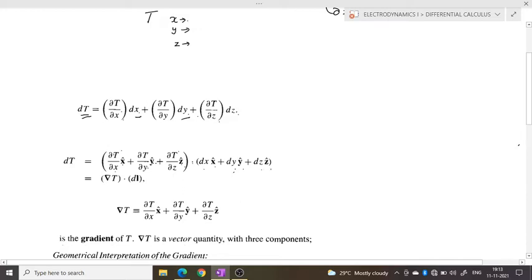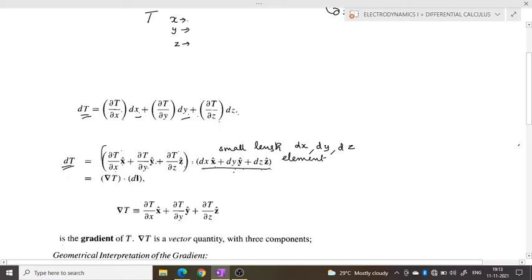dy y cap plus dz z cap. So this is the small element of x, y and z along the corresponding directions x, y and z. So this is the small length element. This can be treated as the small length element when the function changes to dt.